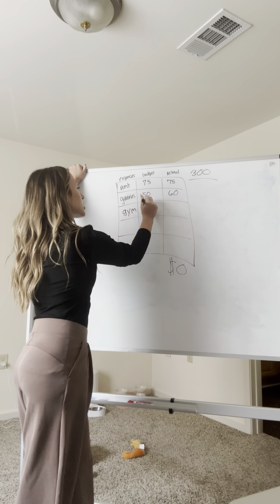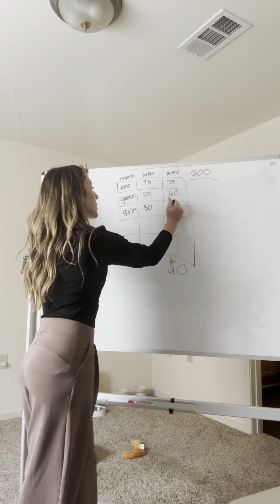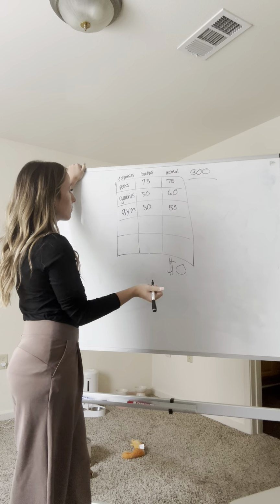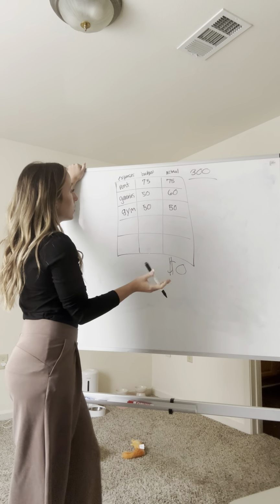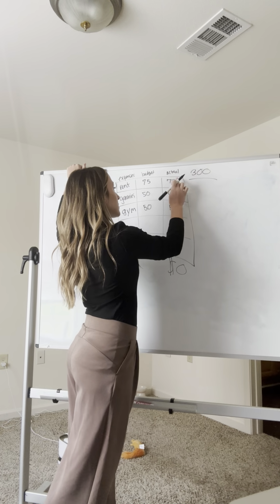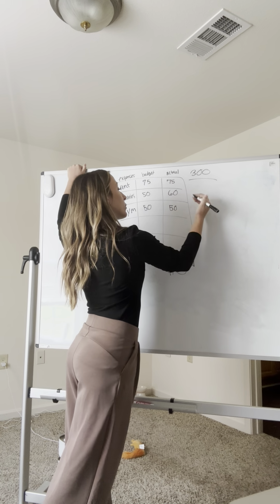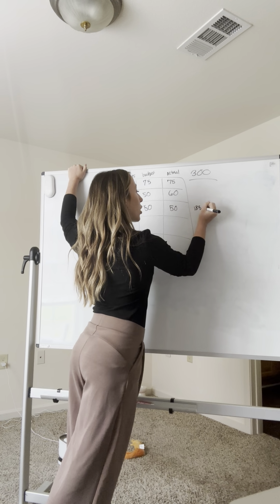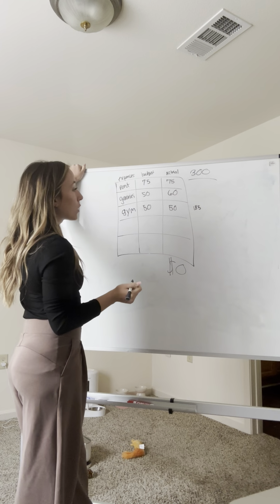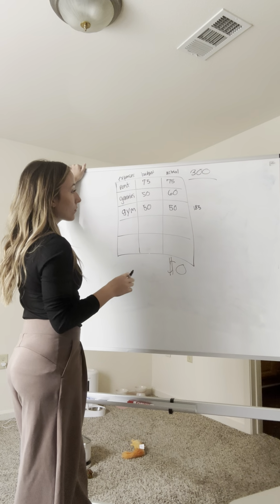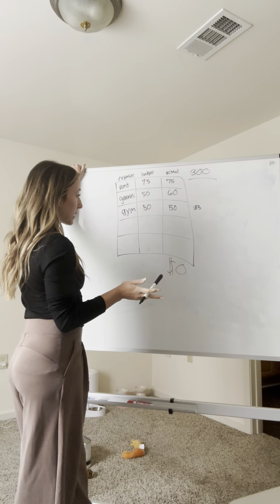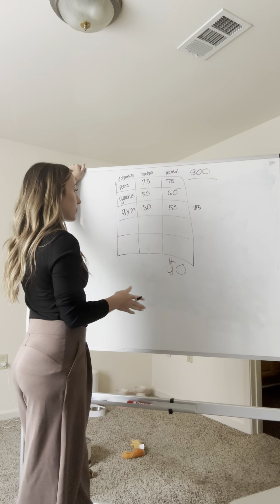So let's say next we have let's say a gym membership. We know the gym membership is $50. We spent $50 on it. So now we have spent $135 and we have spent $185 so far. So this means that we have $100 left to spend still, plus the $15.